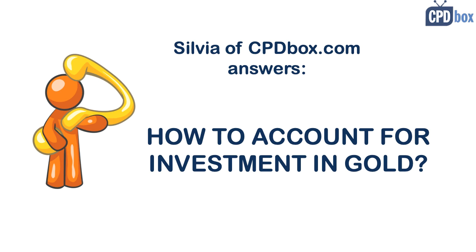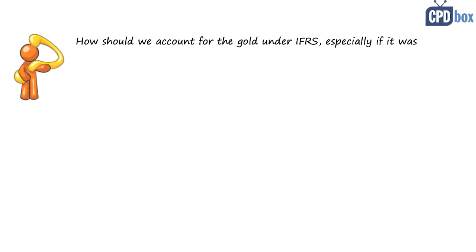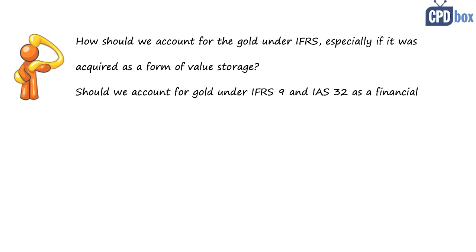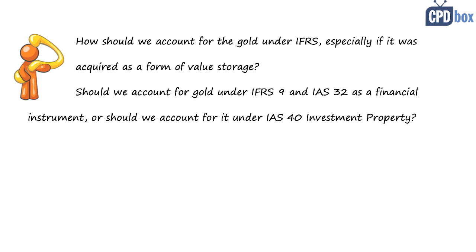So today's question comes from Ümit from Germany. Hi Sylvia, how should we account for the gold under IFRS, especially if it was acquired as a form of value storage? Should we account for the gold under IFRS 9 and IAS 32 as a financial instrument, or should we account for it under IAS 40 investment property?